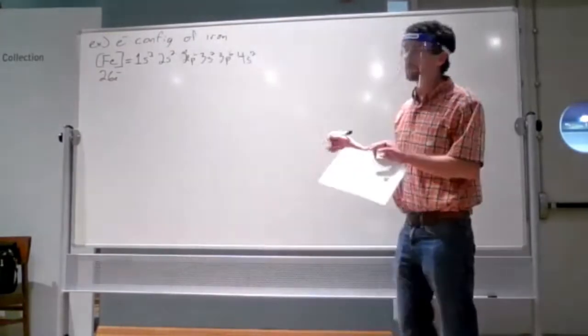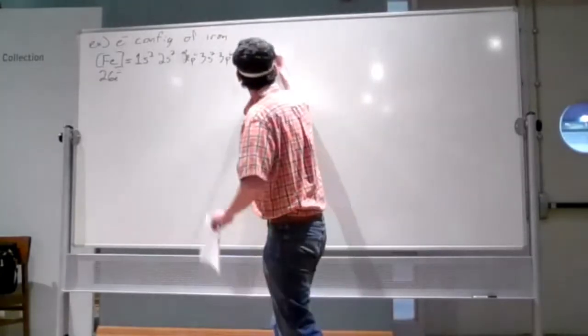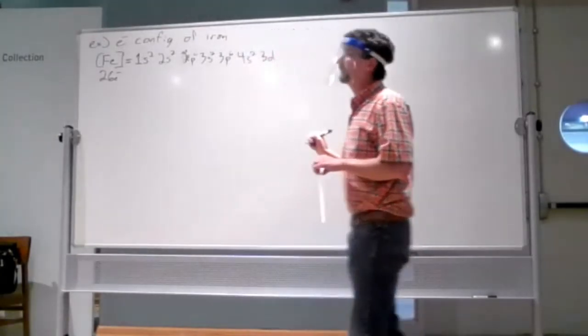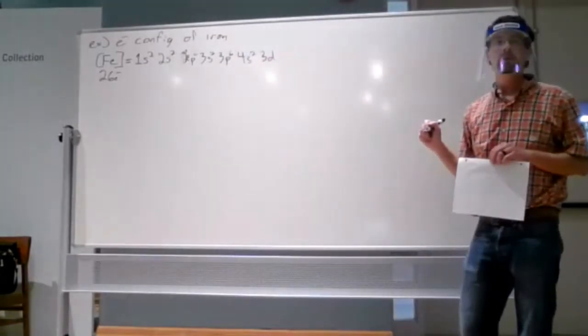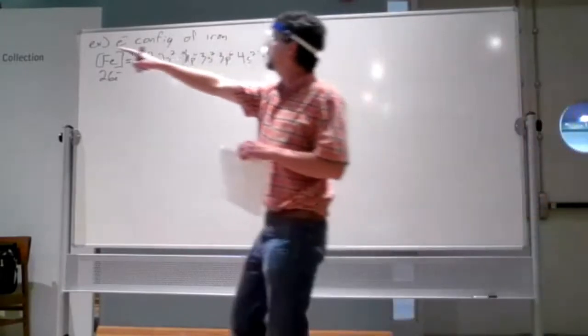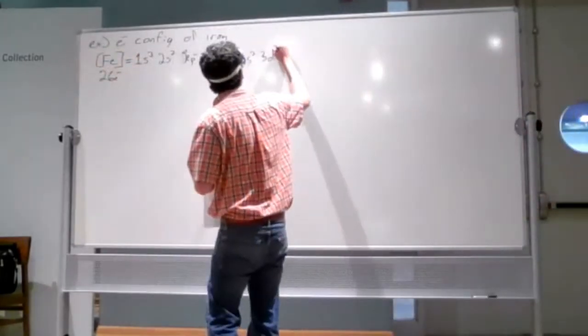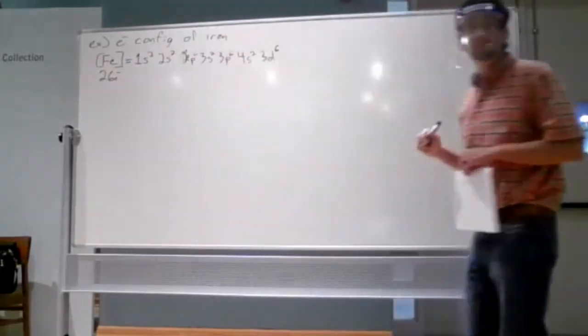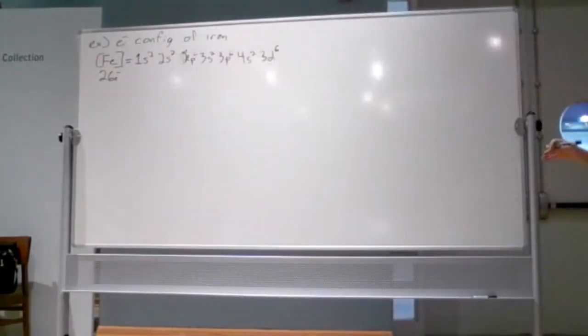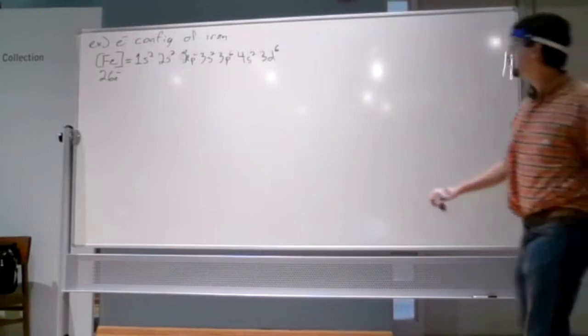Now remember, what comes next? 3d. Yep. 3d, and what is the occupation in this case? 6, yep. Because you look, it's in the 6th column over. 3d6. Now, let's try and draw the orbital or the electron configuration diagram.